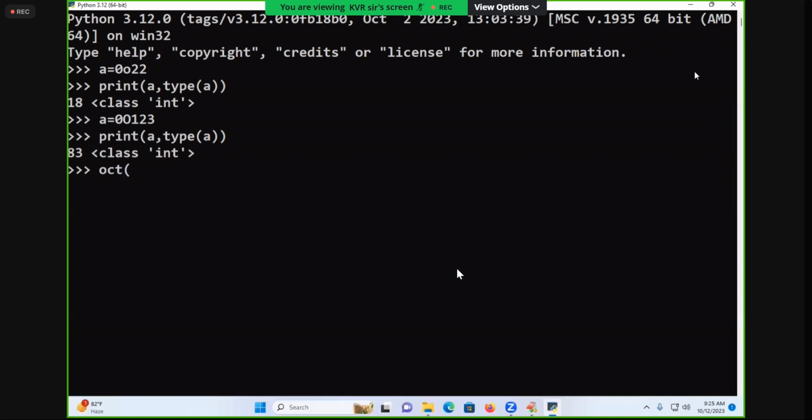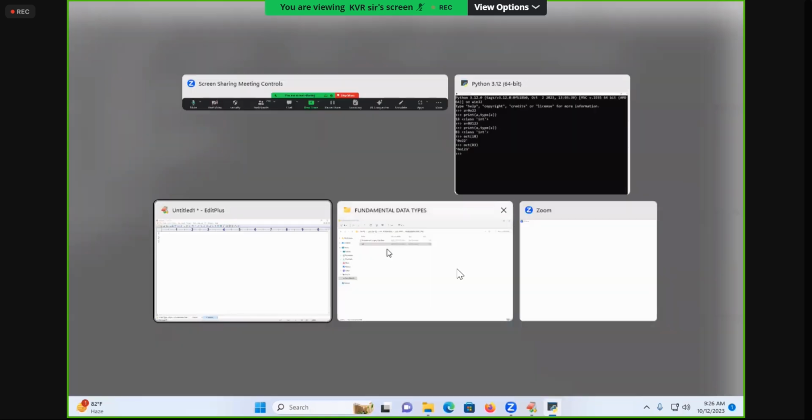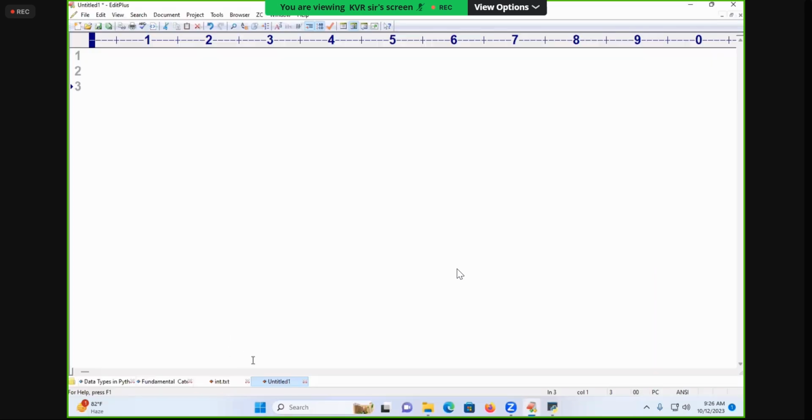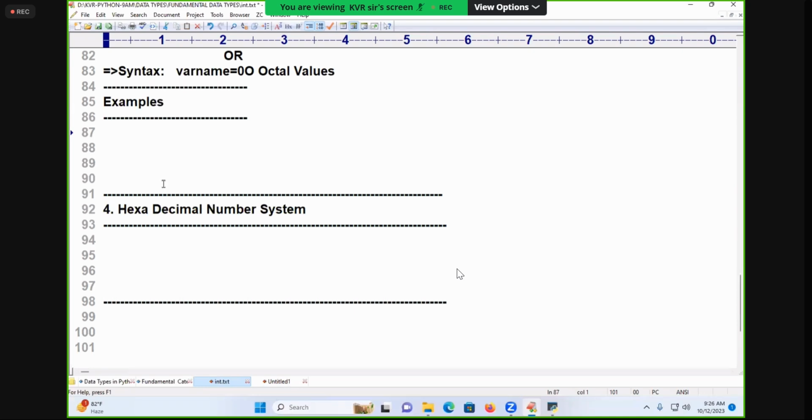Convert back, convert into 8. It is going to give you 0o22. Next, oct of 83, you take it. Is it not 0o123? So as a programmer, you can say either 0o or 0 capital O. This is a simple conversion process of octal to decimal and decimal to octal.